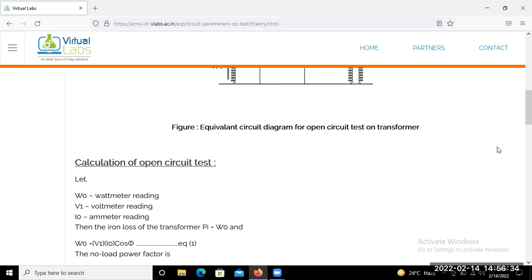So then the iron loss of the transformer we can write here, that means Pi equal to W0, the wattmeter reading. What is the reading of the wattmeter? That is indicated by the core loss, that is core loss or iron loss. That is equal to nothing but voltage into current into the no load power factor. So VI cos phi.